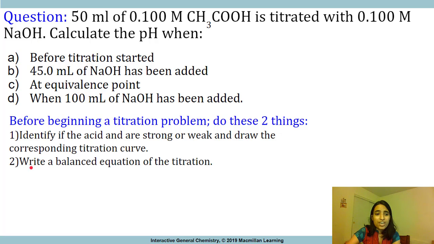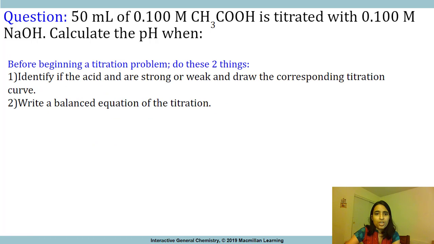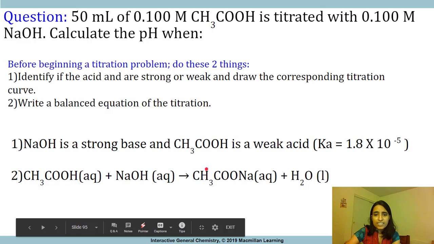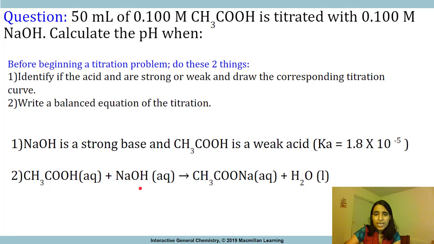The second point is to write a balanced equation for the titration. Even before you start looking at parts A, B, and C, do that for any titration question. For this particular question, NaOH is a strong base, it's a weak acid, and this is the balanced equation. The balanced equation is important because here we see that the ratio between the base and the acid is 1:1, and we are going to use stoichiometric ratios between the base and the acid in calculations.